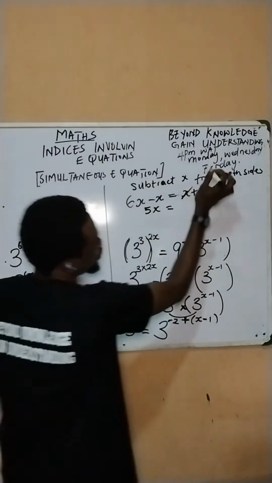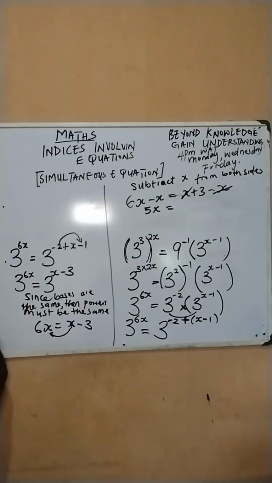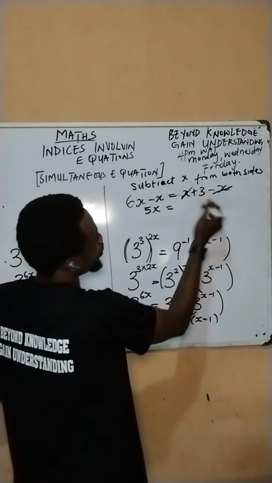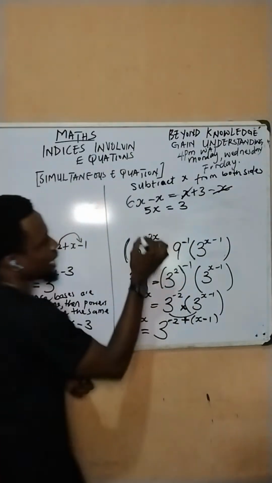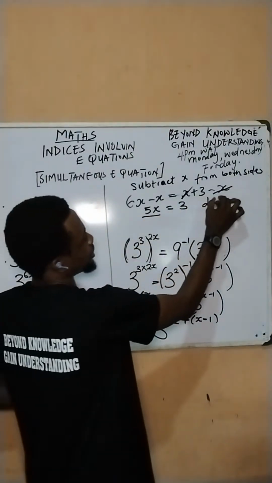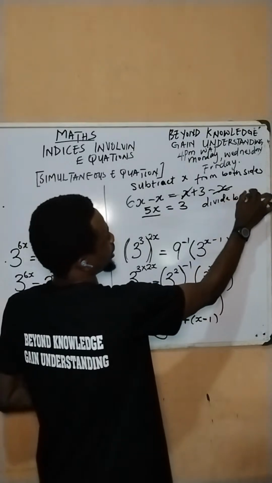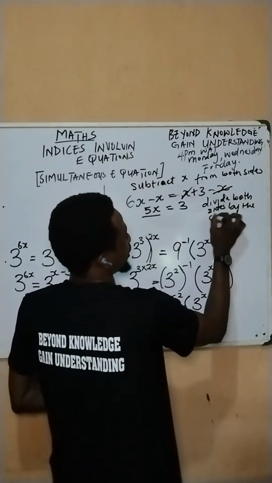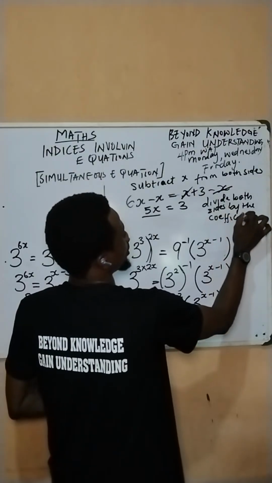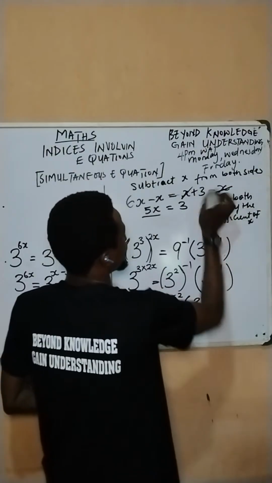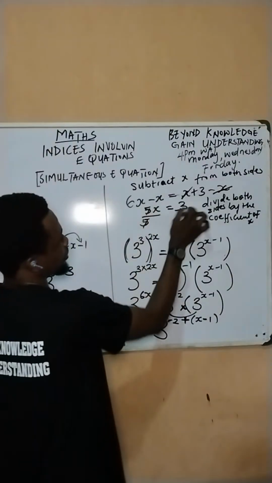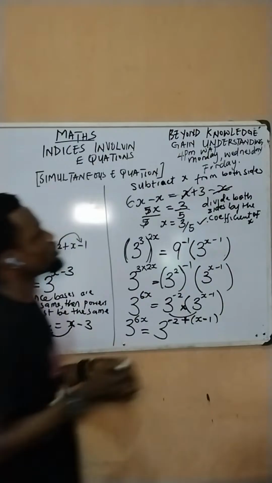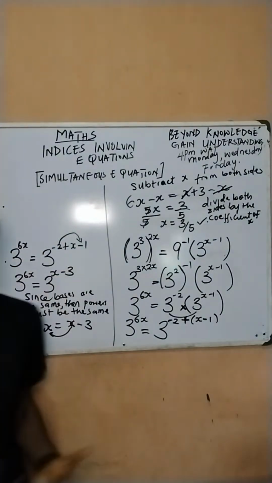Minus x will clear out the positive x, so that what we have in the end is just 5x equals 3. And then you divide both sides by the coefficient of x. So if you divide both sides by the coefficient of x, which is 5, your x equals 3 over 5. So this is what you have for this given expression.